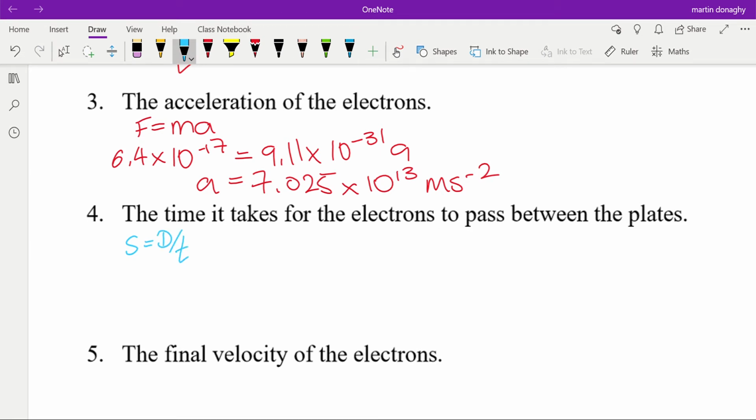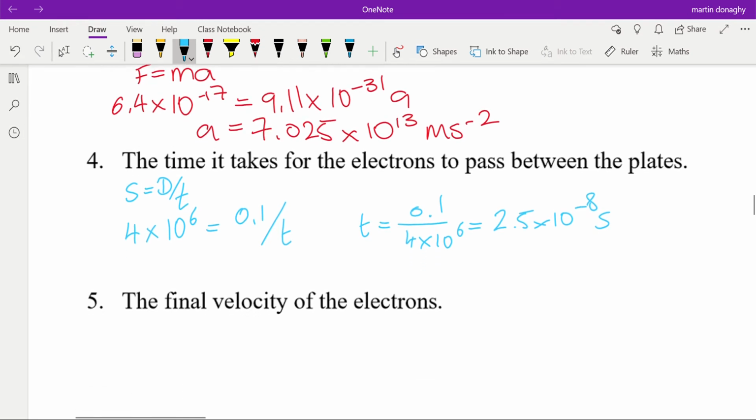The speed is your 4 by 10 to the 6 meters per second. The distance that it has to cover is the 100 millimeters between the plates, which is just 0.1 of a meter. And we're trying to work out the time. Rearranging gives us that the time is 0.1 divided by 4 by 10 to the 6. So we get a time of 2.5 by 10 to the minus 8 seconds. You can see those electrons are traveling really, really fast. It's going to take them a very short amount of time to cover that distance.